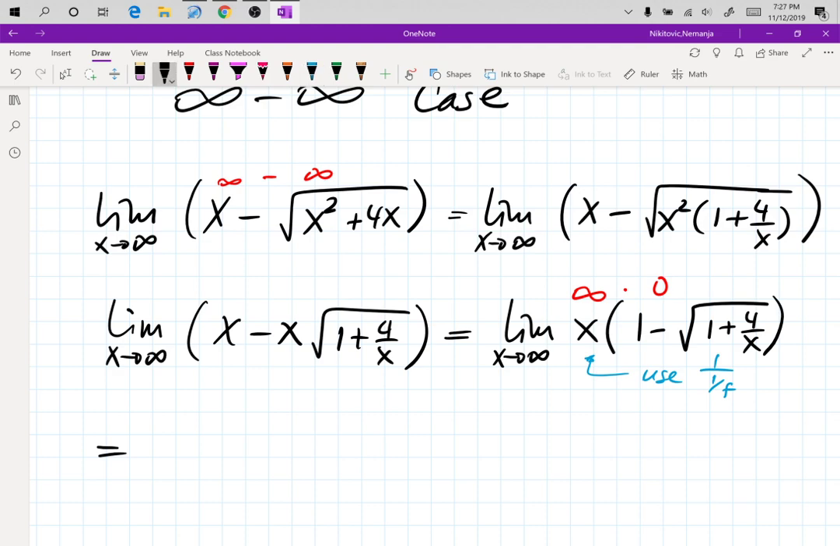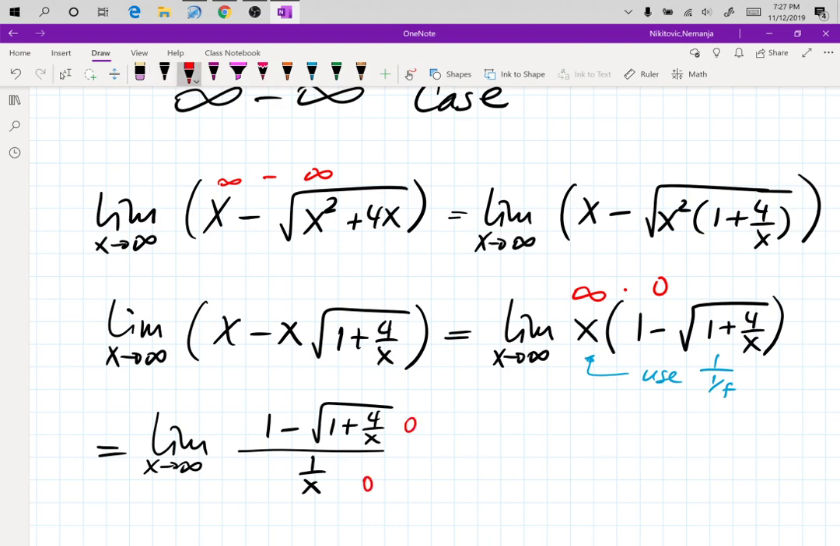And we get limit x goes to infinity of 1 minus square root of 1 plus 4 over x. I don't need these parentheses. Divided by 1 over x. And now you have 0 over 0. And you just need to take these derivatives. And then we can do the limit.